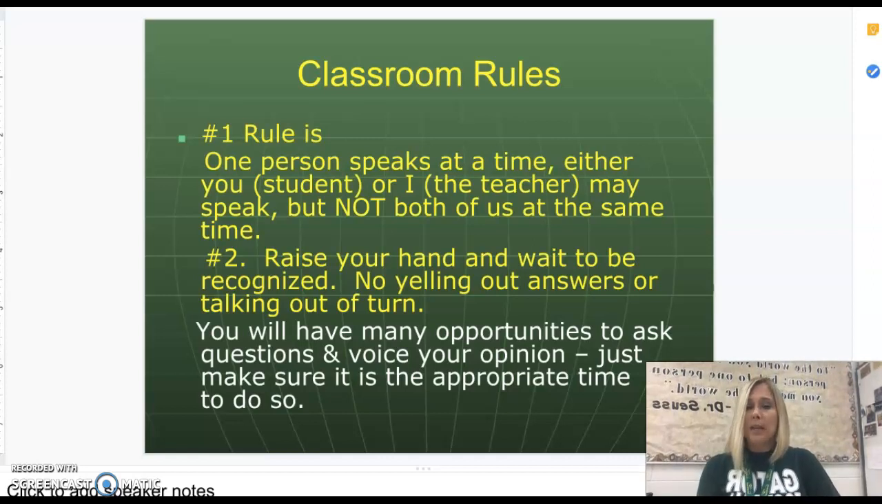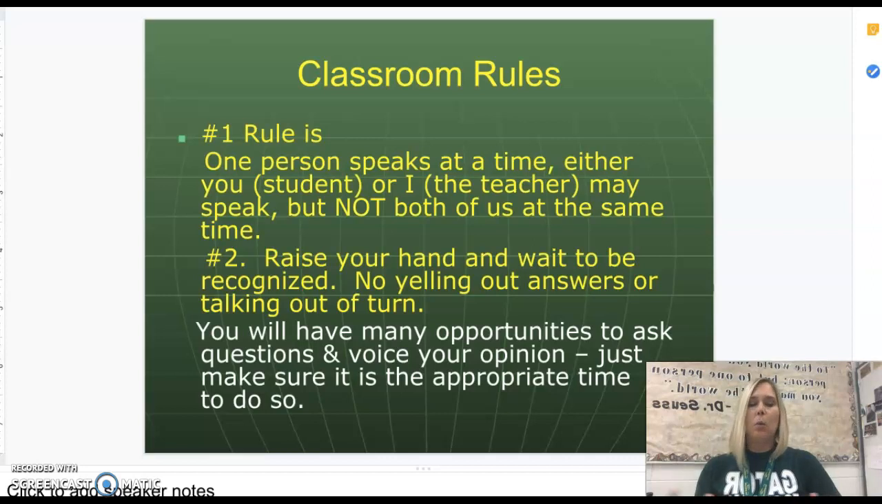You're not interrupting myself or another student, and you're not purposely trying to say something to hurt a student or to get a laugh out of the class. That is not what we are in here for. So be very careful with your words. Choose them wisely. Again, you're going to have many opportunities to ask your questions and provide information and your knowledge, but just make sure it is the appropriate time to do that.